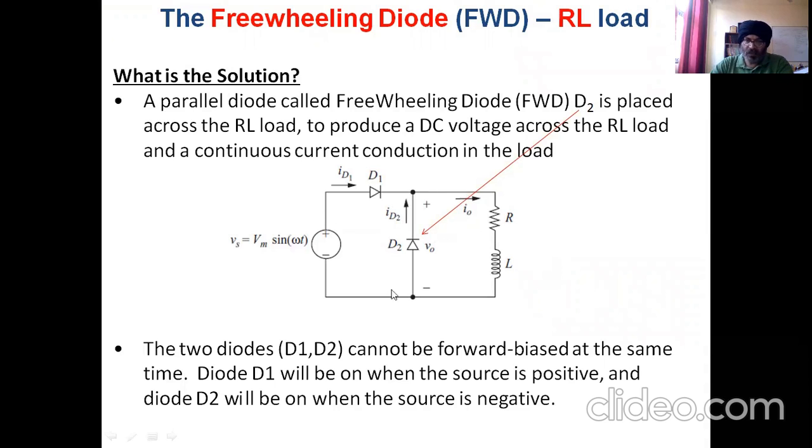But in this case, we need to find out the significance of this particular diode connected in parallel to the load in this direction, anode in this direction and cathode in this direction. We'll see how it will actually help. But before going further, we need to understand that these two diodes are mutually exclusive, means both of them cannot be forward biased at the same time. If one is on, another one should be off, and vice versa.